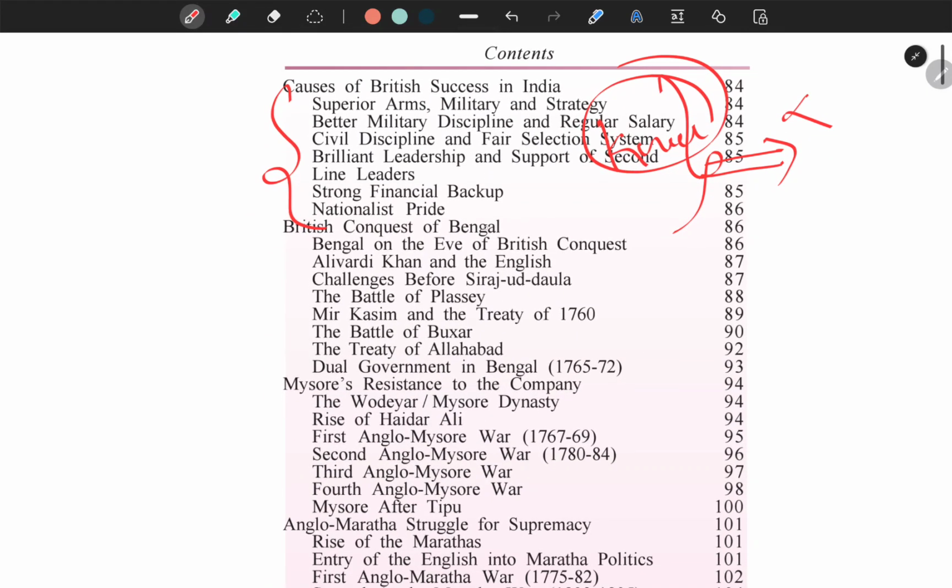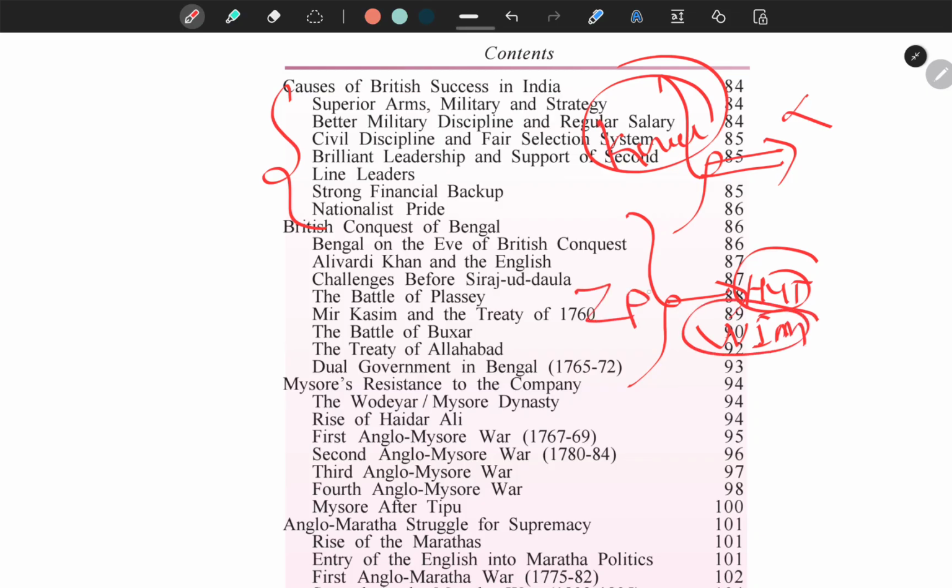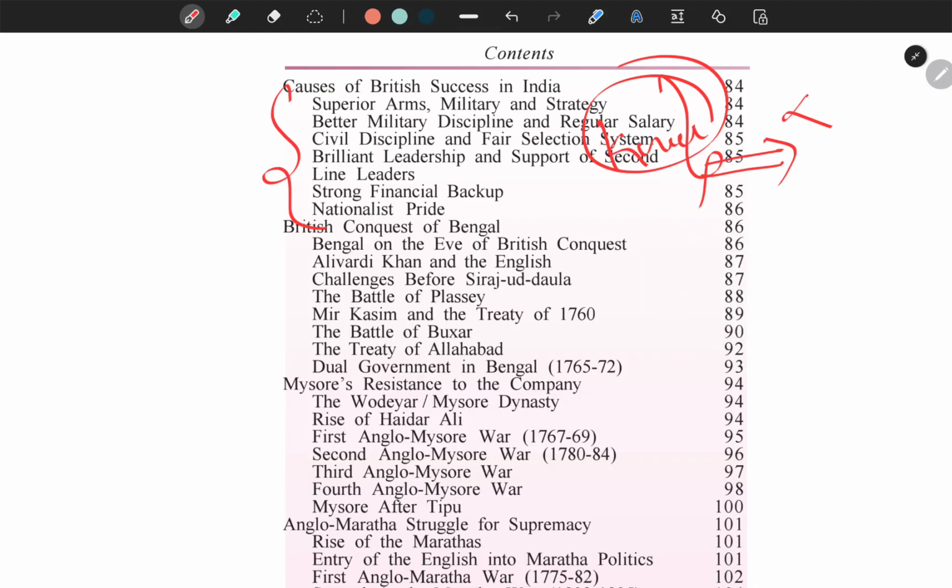British conquest of Bengal. This is a high-yielding topic. This is HYT, high-yielding topic, and VBIP, and you have to give Z plus security. Okay, Z plus security. Bengal on the eve of British conquest, Alivardi Khan and English challenges before Siraj-ud-Daulah. Yes, this is important. The Battle of Plassey, Mir Qasim and Treaty of 1760, the Battle of Buxar, the Treaty of Allahabad, dual government in Bengal. You have to mug up.